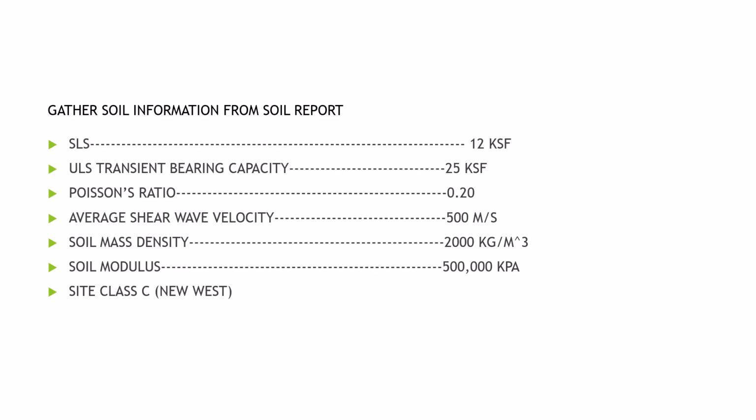Soil parameters from the geotechnical report are then used to define the site class. Key properties include shear wave velocity, soil density, and Poisson's ratio. These values influence the response spectrum used for seismic analysis.